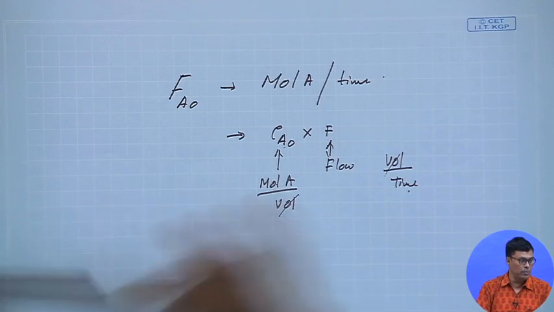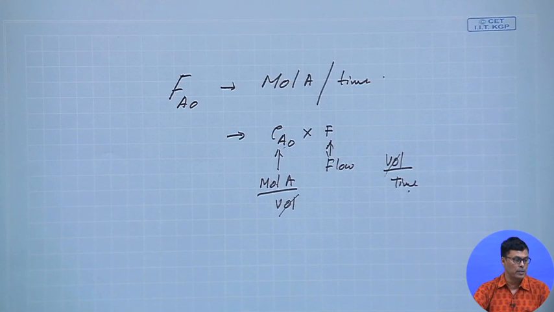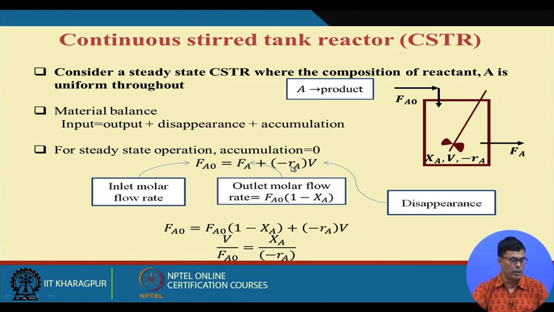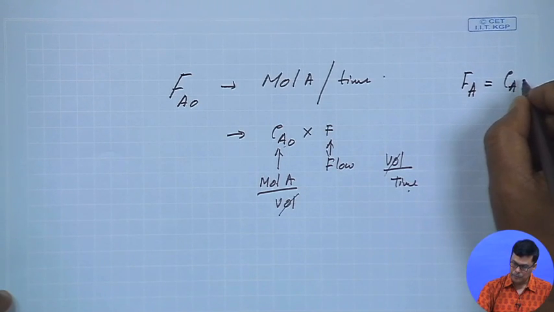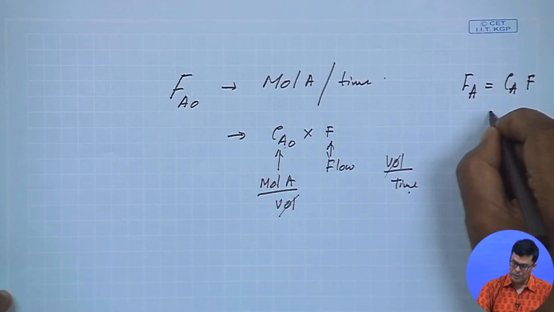So, here you see that FA0 is the incoming rate of input, and the output is FA. What is the rate of disappearance? We have already calculated it in the case of the batch reactor: minus RA into V. So, we can write this equation like this. What is FA? How can we write FA? FA is equal to CA into F, and CA is what?